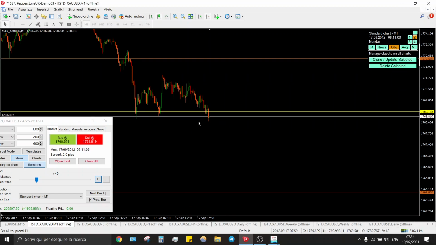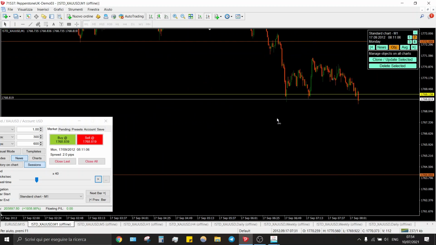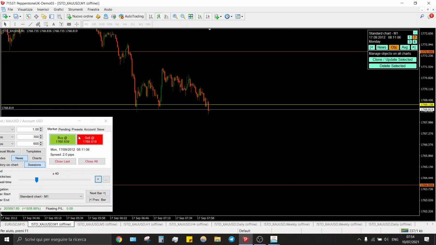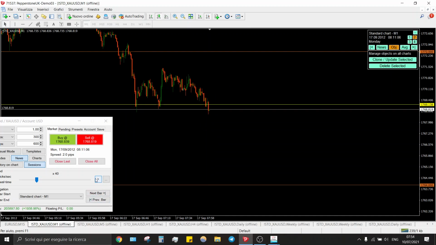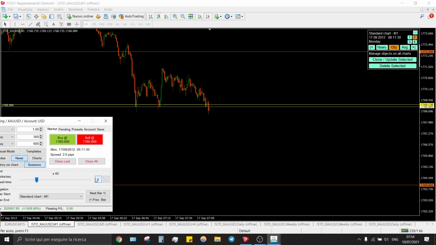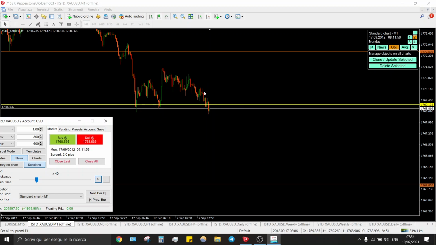Okay, price is indeed closing below. We might enter here with like 15 pips stop loss, but I will wait a couple candles to see if it manages to break above or not.